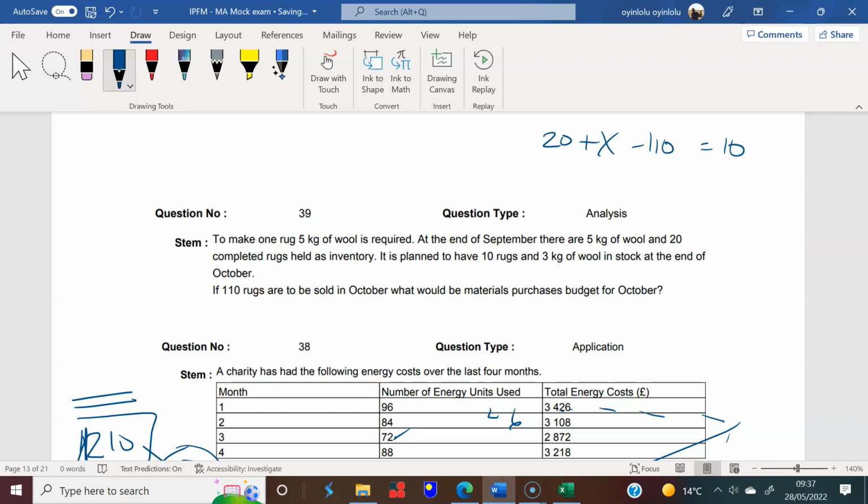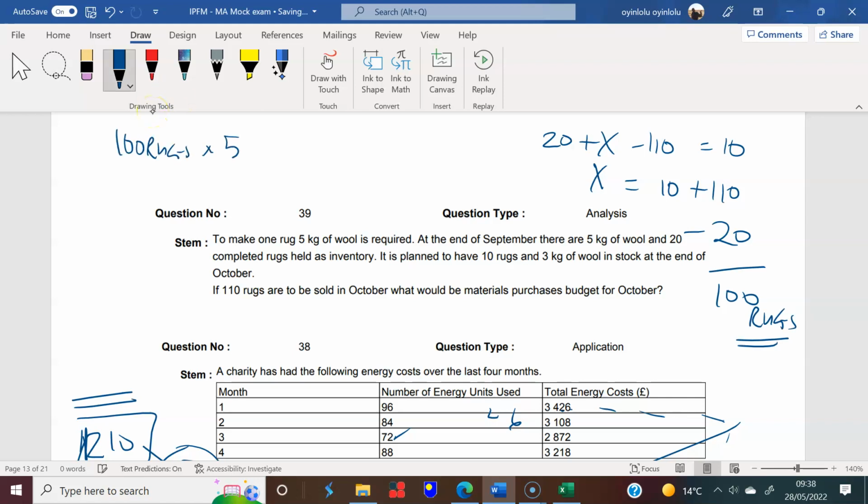So in terms of how many rugs do I need to make, I will need to make 10 plus 110 minus 20. So that's 120 minus 20 is equal to 100 rugs. I need to make 100 rugs. So to make 100 rugs, I need 5 kilograms each. So of course that's nice, that's 500 kilograms is what I need to use in production.